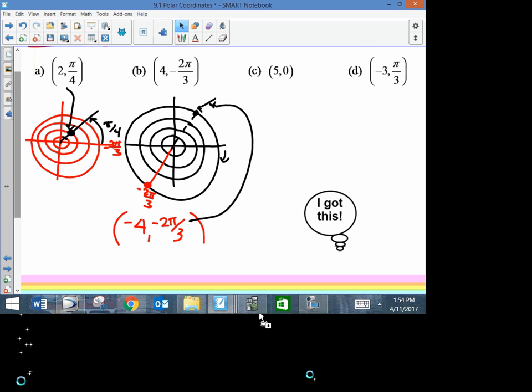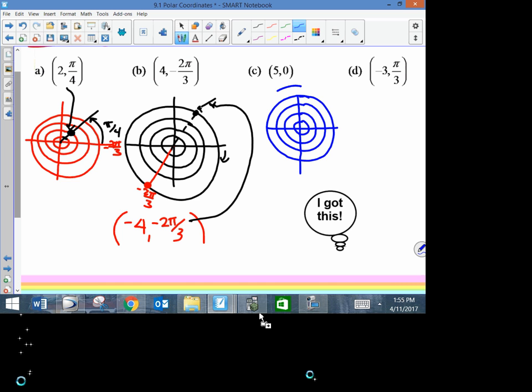Okay, 50. Where is that, Amanda? So 1, 2, 3, 4, 5. It's right there. Yeah. It's the same place as it was if it was rectangular coordinates. That's still 50. Okay. All right.